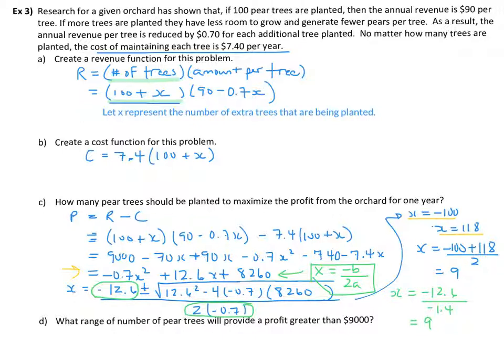All right, the last question here is what range of number of pear trees will provide a profit greater than 9,000? I'm going to do a solution on the next slide to that. I want you to try that now that we've done a bunch of questions, and then you can just check your solution.